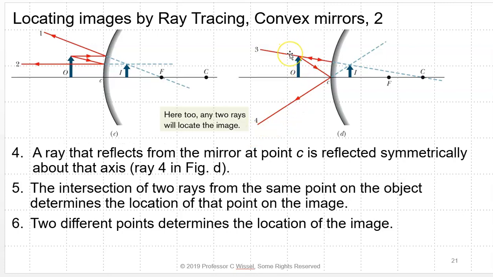Any 2 rays from the same point on the object will determine the location of the point on the image. You just need two different points to determine the location of the image. So basically, you put the butt of the arrow on the central axis. So you know that butt's going to be located somewhere along the central axis. Then you draw the tip, and then you do ray tracing. You need two rays where they intersect to form the image.